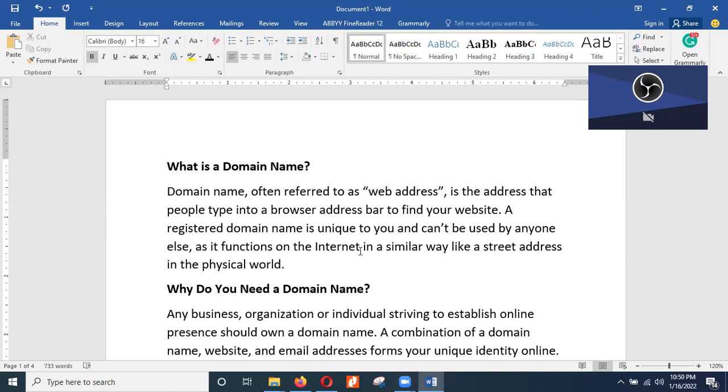Two people cannot have the same domain name. So we say that a domain name is unique. Once a domain name is registered, another person cannot use that same domain name. Like we have yahoo.com, google.com, and a whole lot of domain names. It's like a street address in the physical world, just like I explained earlier.